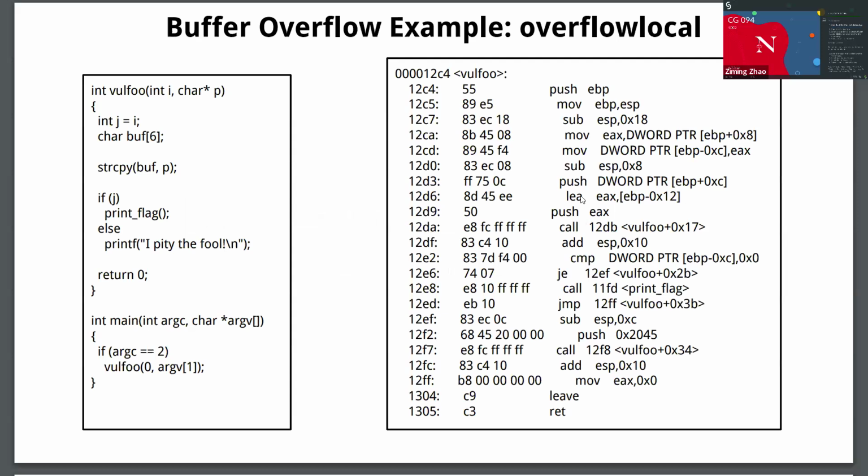The program we are going to use is this overflow local one. It's a very simple program. We have a main function. The main function first checks if there are two arguments. If there are, it will call the vulnerable function. The function takes two arguments. The first one is an integer, the second one is a pointer.